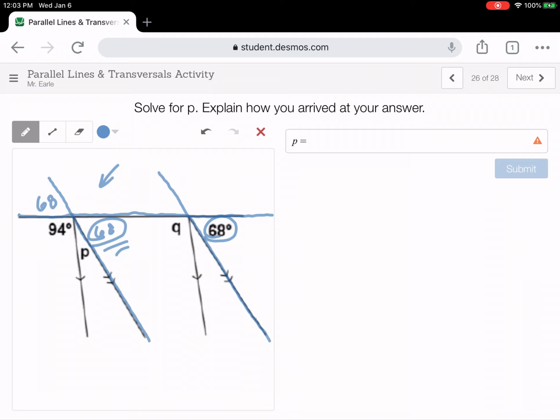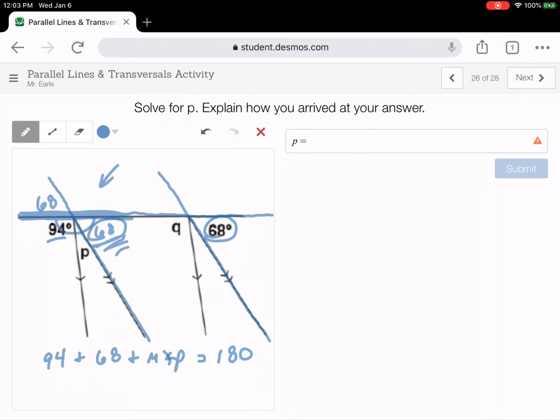that a straight line, this straight line here, has a measure of 180 degrees. So if I were to draw in an arc that equals 180 degrees, I now know that part of that arc is 94 degrees and part of that arc is 68 degrees. So I can say that 94 plus 68 plus whatever the measure of angle P is equal to 180.